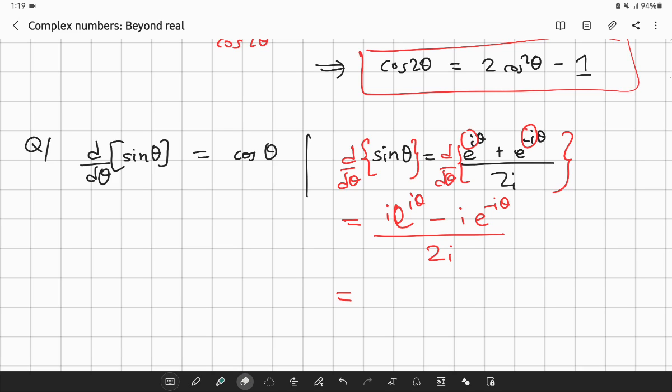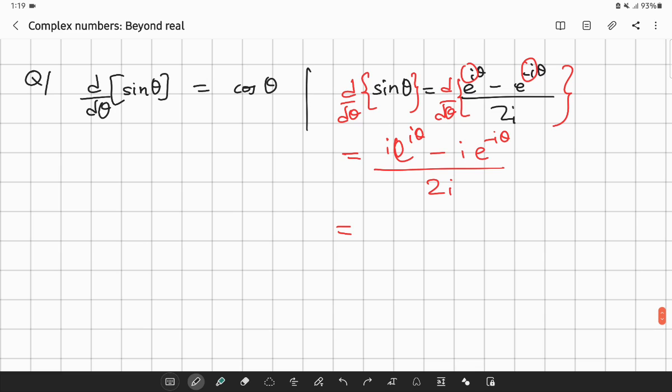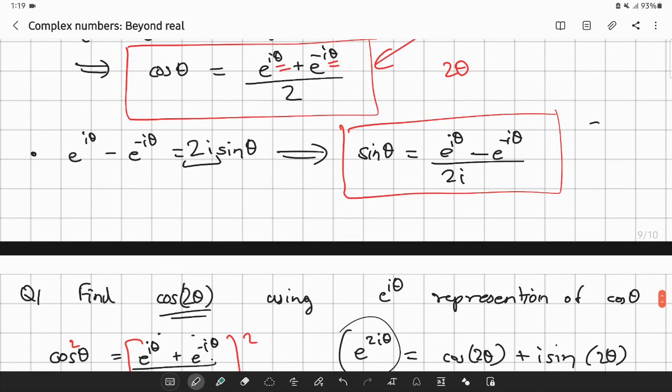I've made a mistake here. Sorry about this. This should have been minus because the sine relation, if you remember, had a minus sign. And so this will be plus instead. This was a mistake. So if I cancel i in the numerator and the denominator, I'll have e raised to i theta plus e raised to minus i theta divided by 2, which is again the cosine function. So at the end I have d by d theta of sine theta equals cosine theta, which is trivial, but then, it's nice to see that our relations here actually give us the same results.